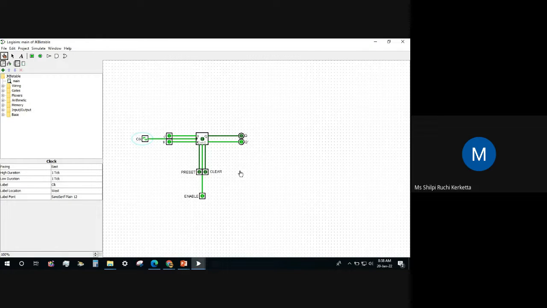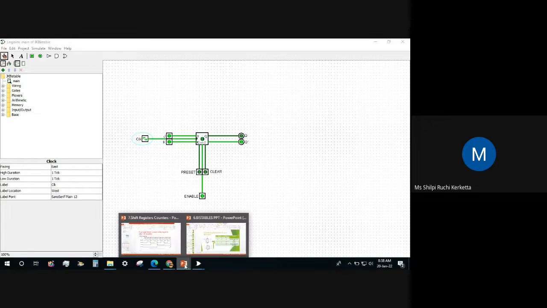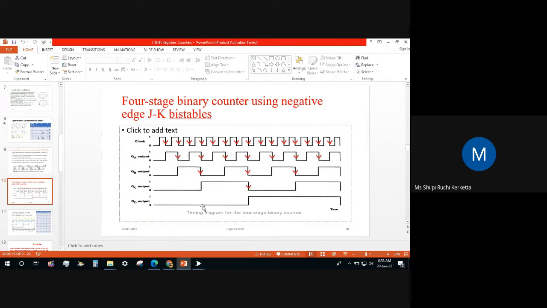Okay, ma'am. One more person was asking, waveform. Waveform for JK table. We have to write this part, ma'am. Yes, like with each negative edge triggering, you just increase a 1.